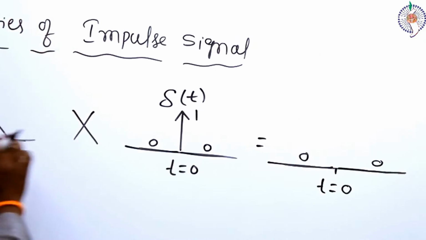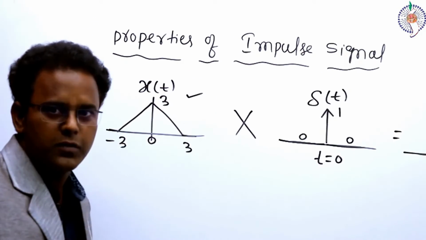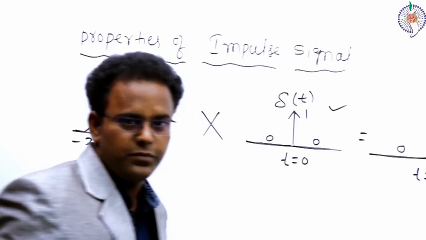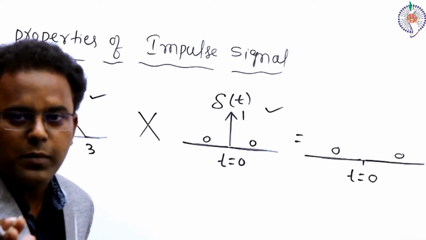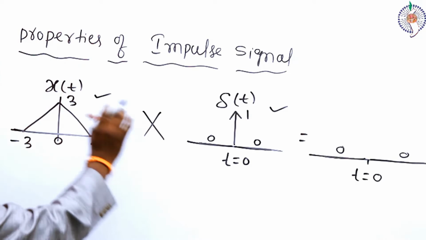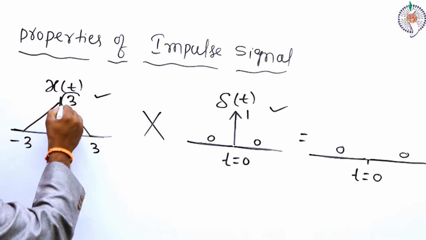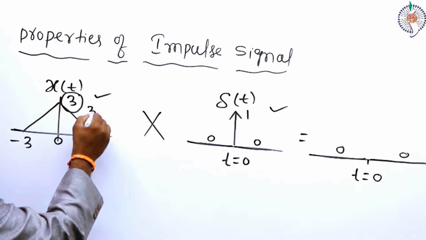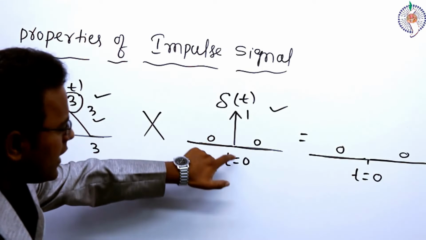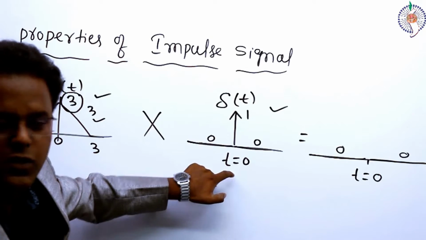Next, at t equal to 0, this signal existed. Very good. At t equal to 0, this signal also existed. Both existed means their multiplication also exists. Right? Suppose here at t equal to 0, what is the value? That is the amplitude of the signal? 3. Very good. What is the amplitude of the impulse at t equal to 0? Yes, please respond. Yes, 1.